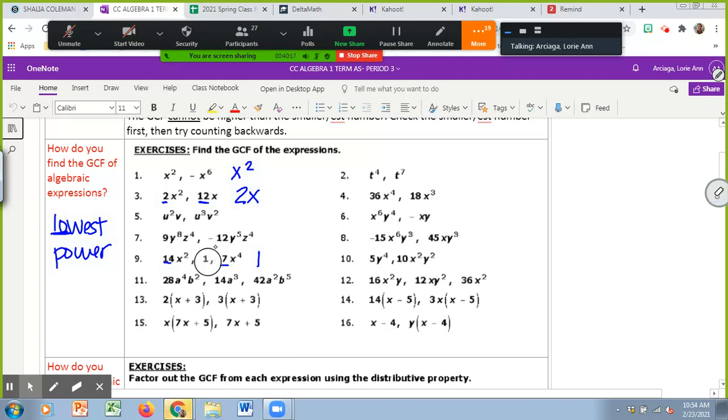So what does that mean? I'm not going to complicate it further, but if the lowest power is x squared, but one guy doesn't have it, don't put it in the GCF, because they all must have it for it to be a GCF. So then your answer will just be 1. Just 1, because the middle one does not have an x.